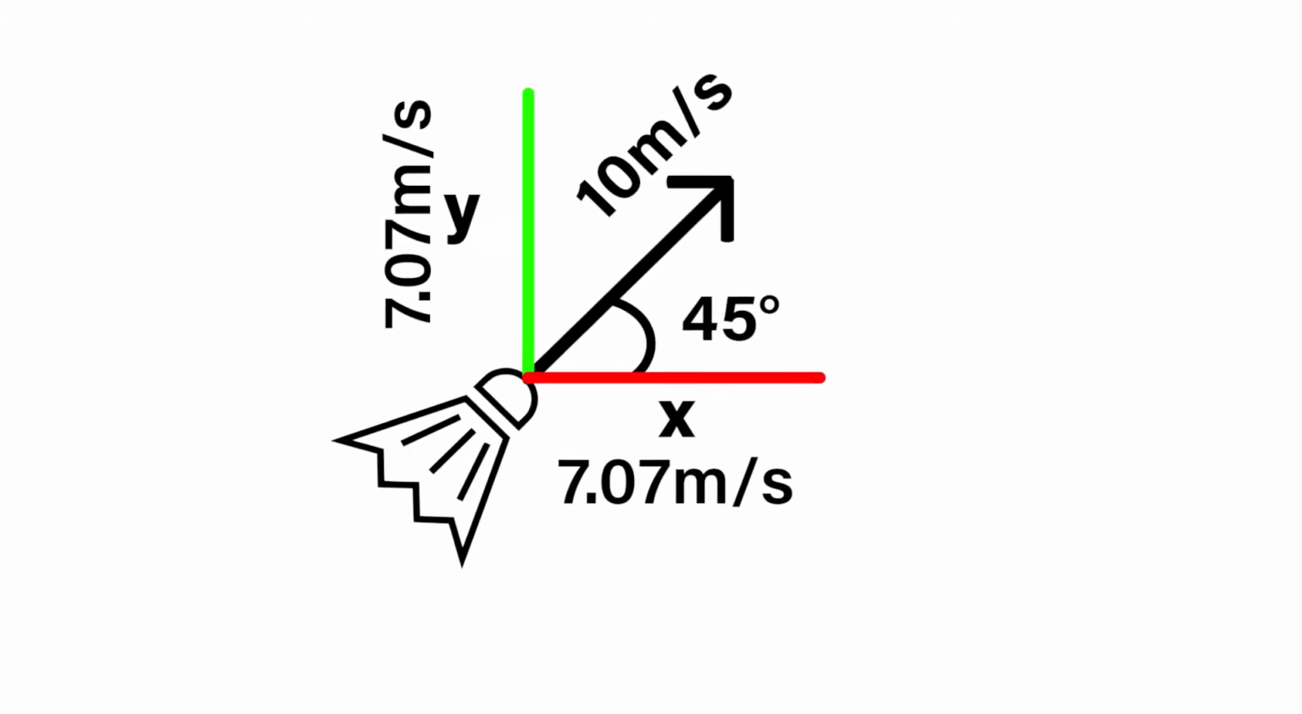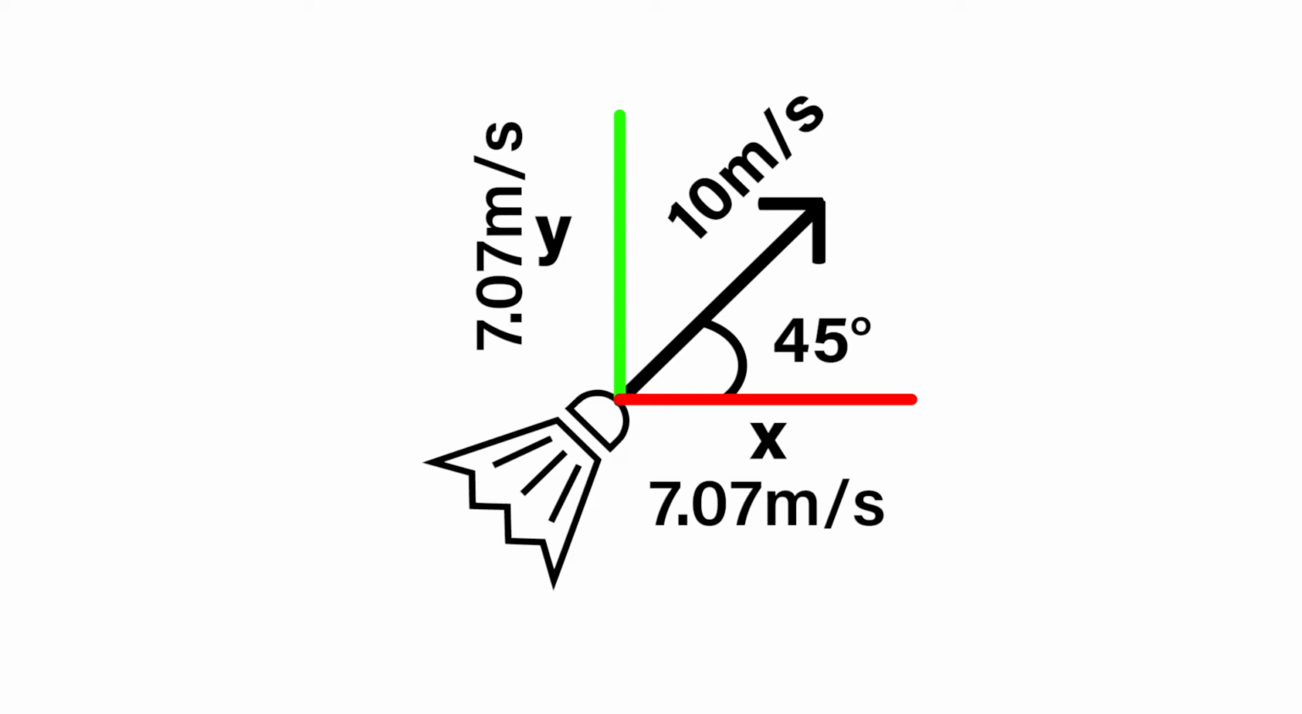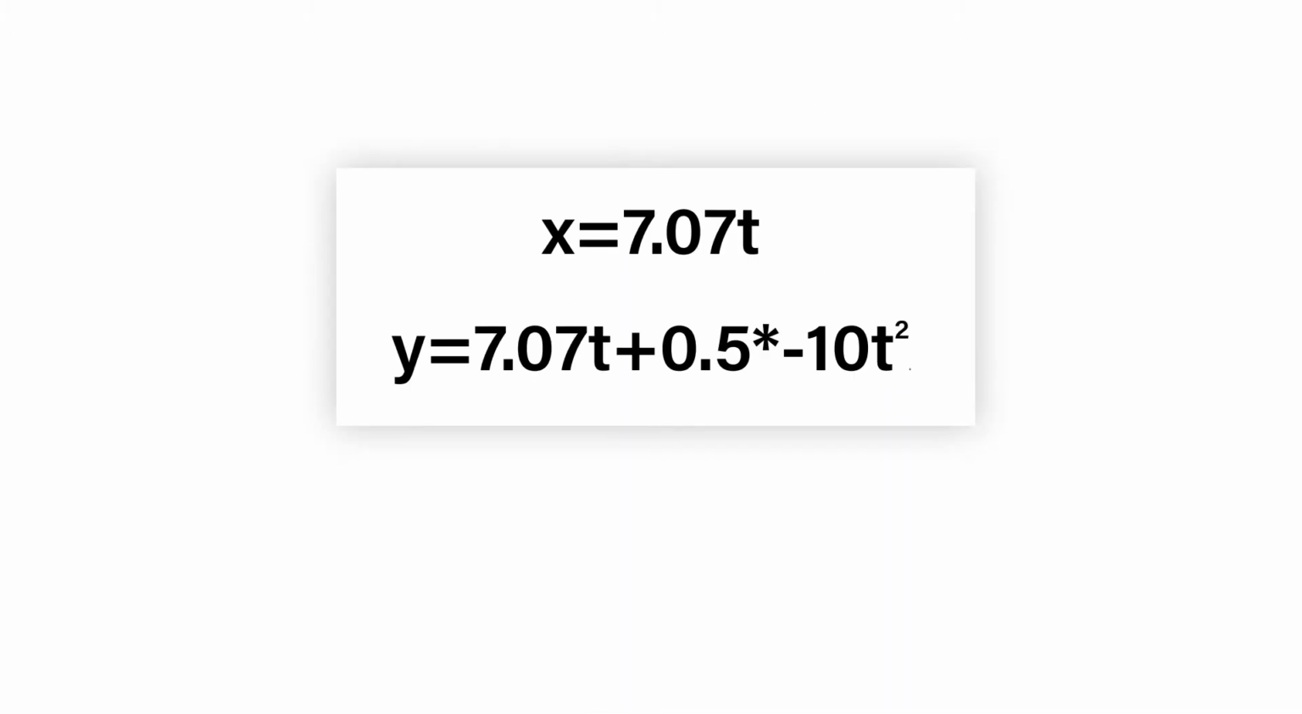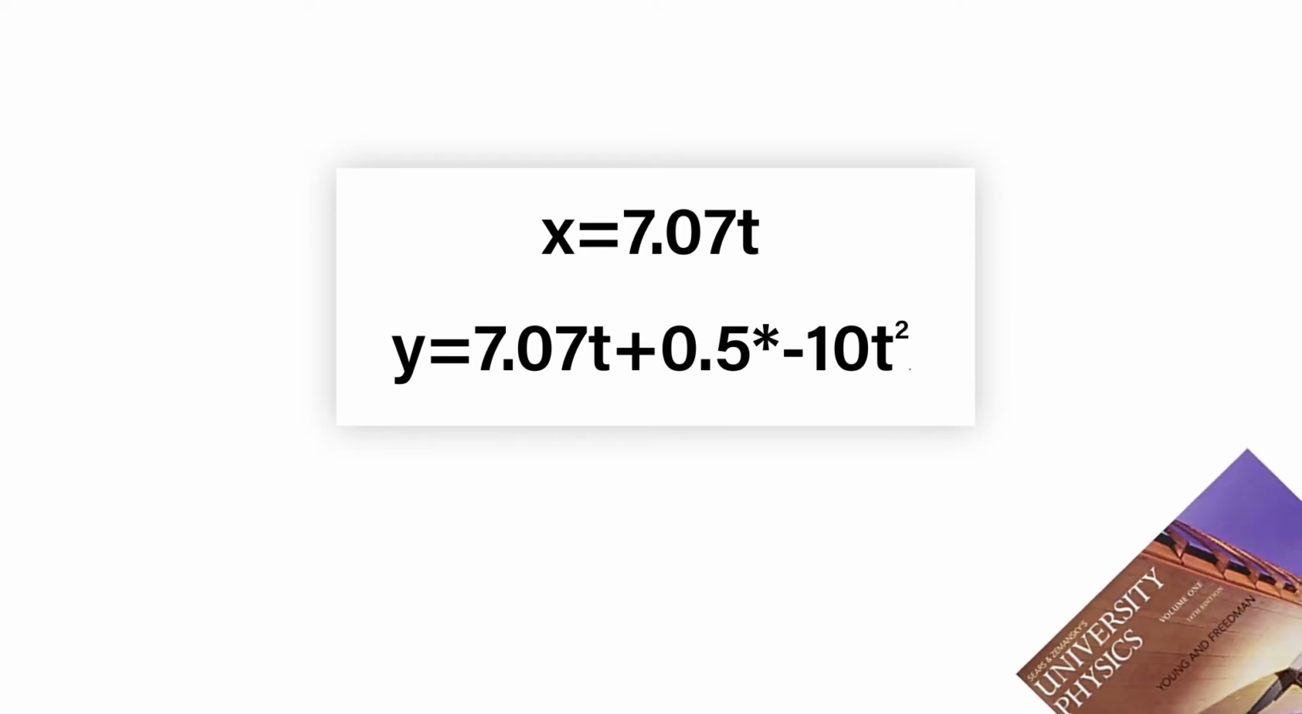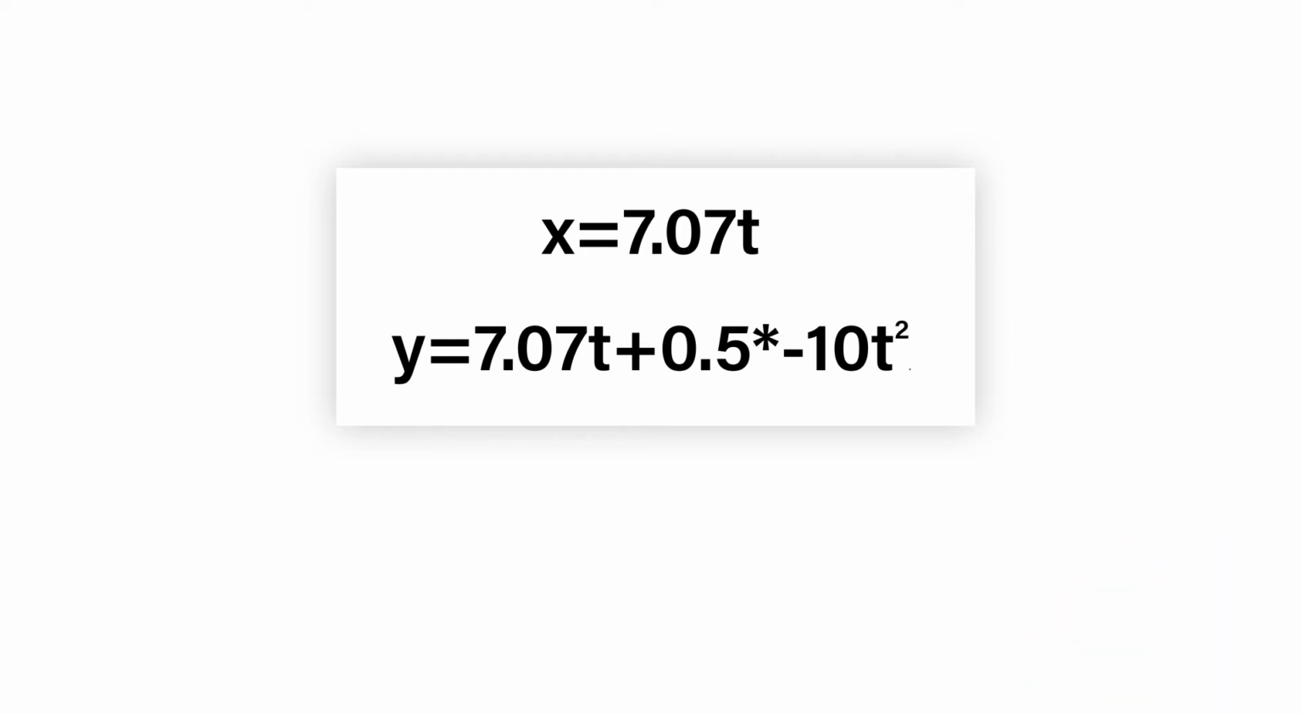There's no resistance, so the birdie will continue moving along until it hits the ground, which is our stopping point for this question. This is modeled by the equation x equals 7.07 times time. Similarly, the equation for the y position is found through the equation y equals 7.07t plus 1/2 times negative 10 times t squared. These equations were found using basic principles of kinematics for the sake of saving some time. Since we're not really going into the physics of this here, I'm just gonna skip it and we'll continue.